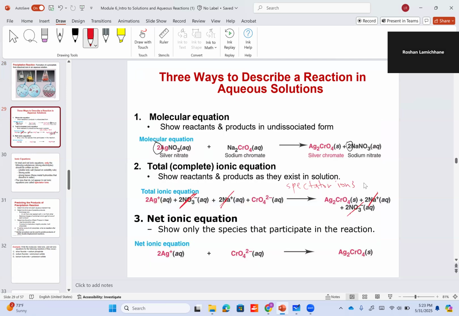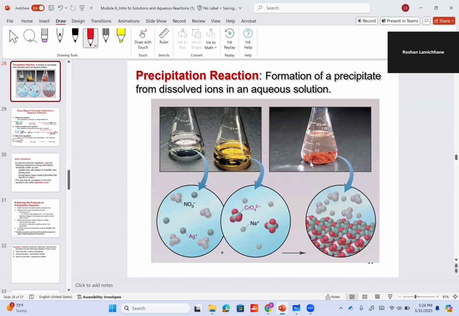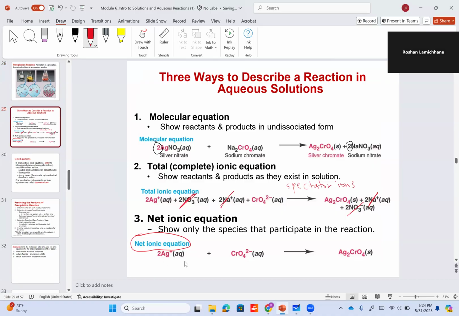Now, after you cancel out the spectator ions, whatever is left, I have 2Ag+ left and a CrO4 2- left, giving me Ag2CrO4. What you have is called the net ionic equation, because this is the only place where the chemical change has happened: the formation of a new product as a solid. That basically formed when Ag+ reacted with chromate anion to form silver 1 chromate. Sorry, my bad.